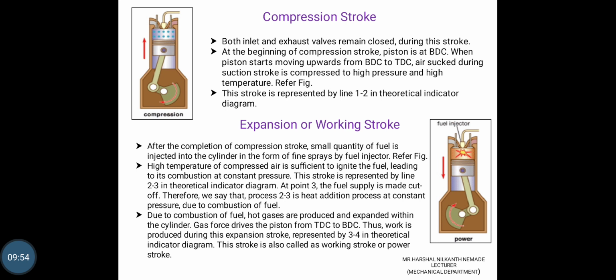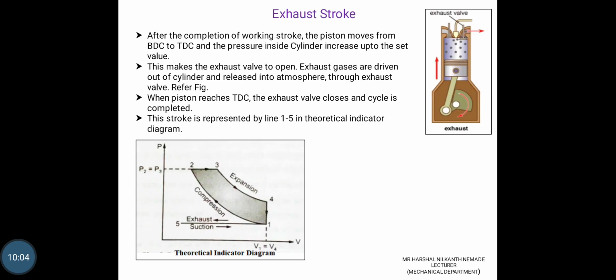After the power stroke, the piston moves from TDC to BDC, and as the piston moves from BDC to TDC again, the exhaust valve opens. Whatever gases are there are driven out from the cylinder and released into the atmosphere through the exhaust valve. When the piston reaches TDC, the exhaust valve closes and the cycle is completed. You may see the theoretical diagram again for this process.